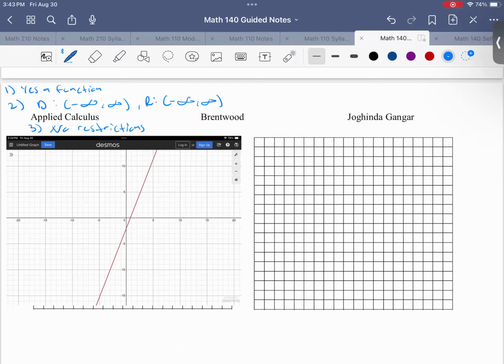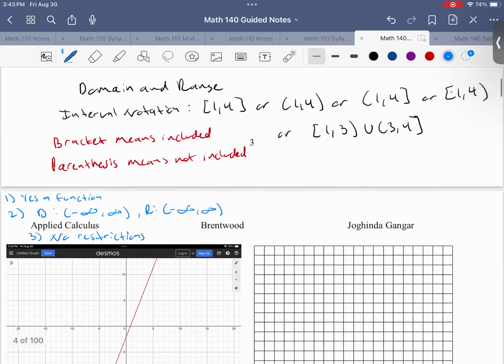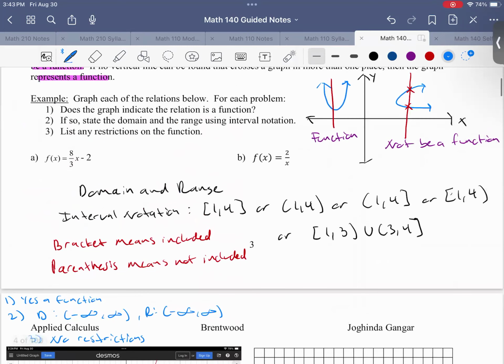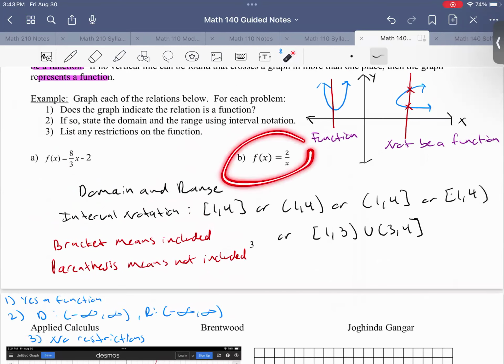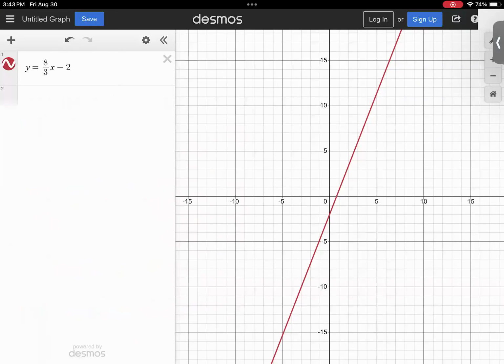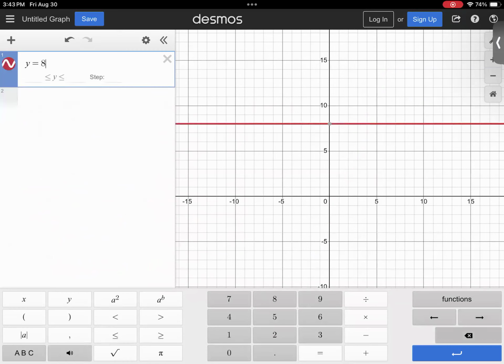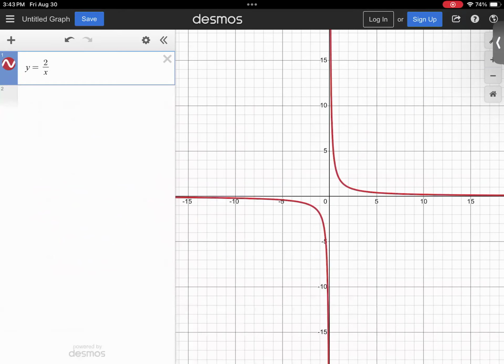A lot easier using technology. So if you want to get some practice graphing, feel free to. But other than that, just use technology whenever you can, okay? So second one, we want to graph this guy right here. So same thing, I want to go to Desmos and graph that. So it was y equals 2 divided by x, and this is what it would look like.